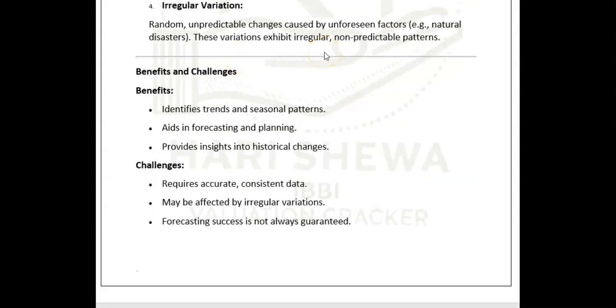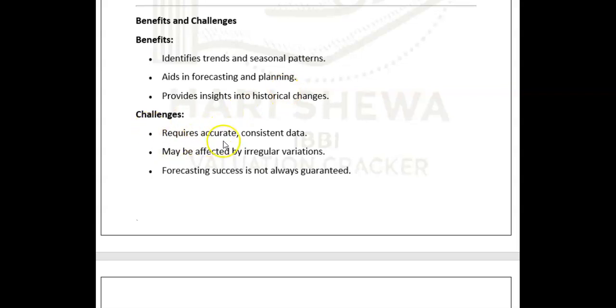Benefits and challenges of time series. Benefits: identify trend and seasonal pattern, aids in forecasting and planning. You can forecast and plan for the future of sales data and other rain data, temperature data. Provides insight into historical changes. Challenges: requires accurate and consistent data. Old data may not be accurate and consistent, and data may be affected by irregular variation. Forecasting success is not always guaranteed.